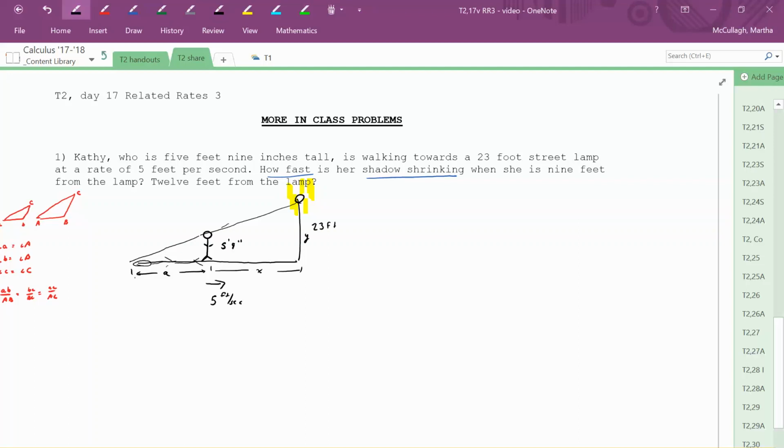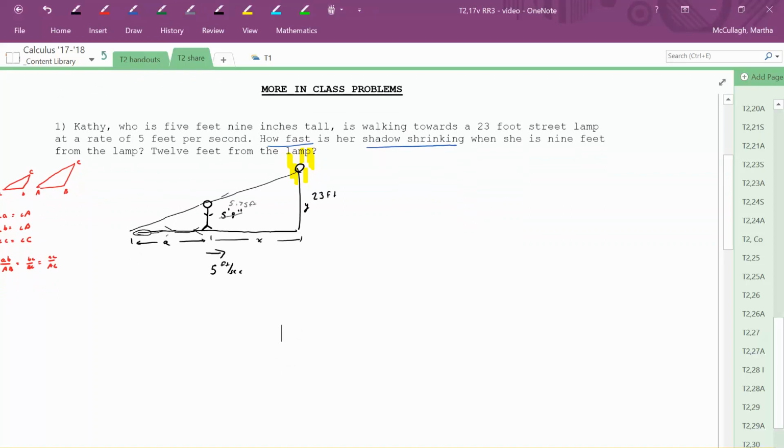This 5 feet 9 inches is problematic because everything else is in feet, and to have this other unit of inches becomes an issue. So let's change that so that we have it just in feet, and that would be 5.75 feet. Do that quick conversion. So we want to know how fast is her shadow shrinking. We're looking at a rate of change, and that rate of change is how A is changing over time. So what we're trying to find is dA/dt when, for this first problem, she is 9 feet from the lamp, when x equals 9.